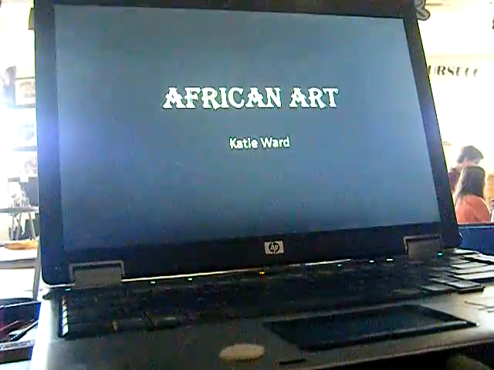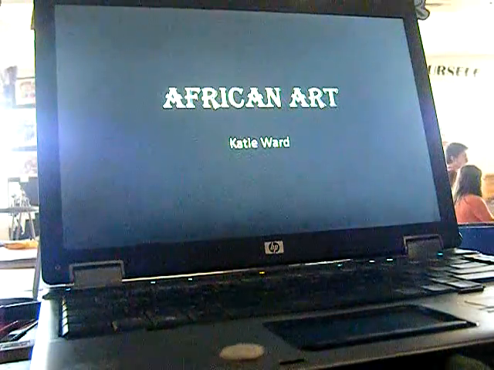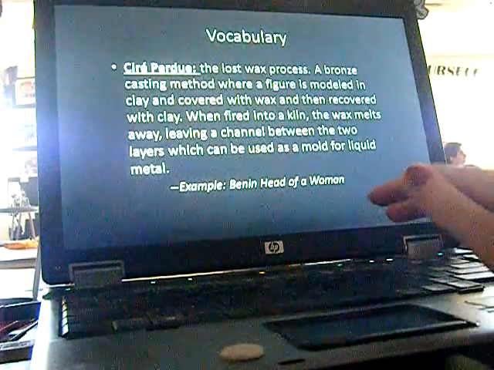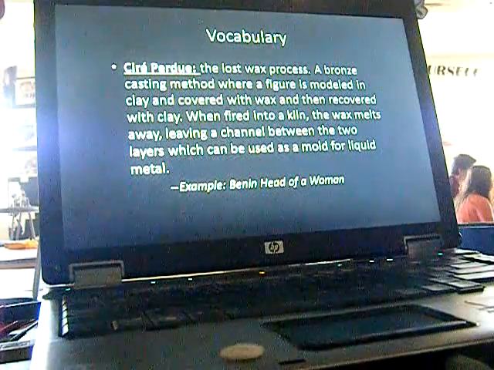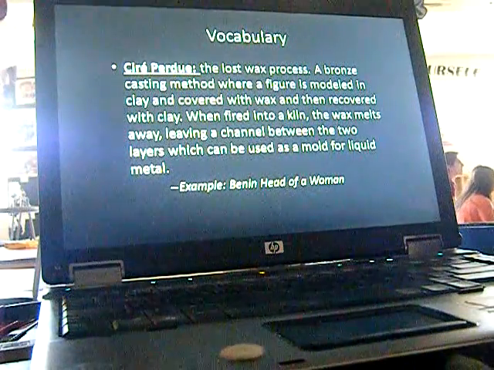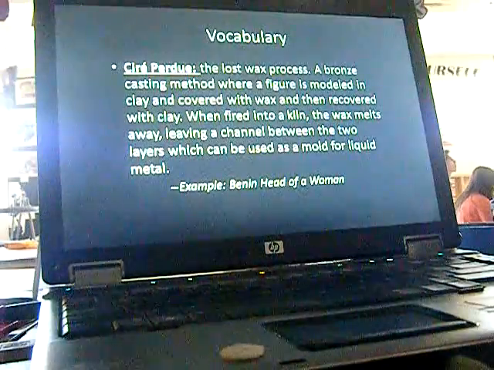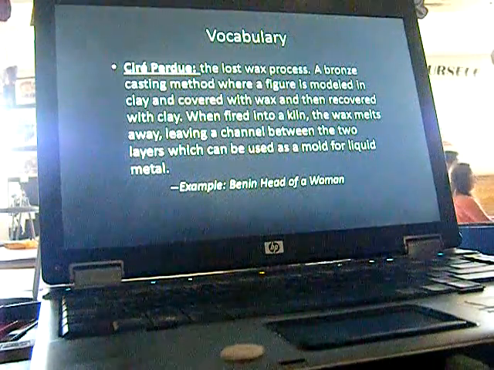Okay, so this is African art. Here's vocabulary. You don't necessarily have to write it down, but just so that way you sort of know what's going on with it.